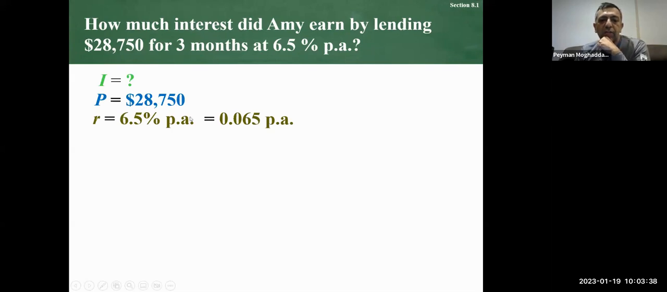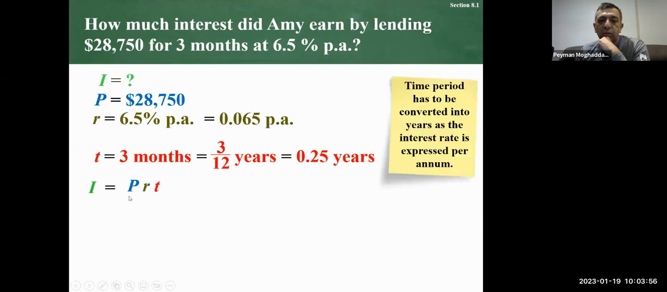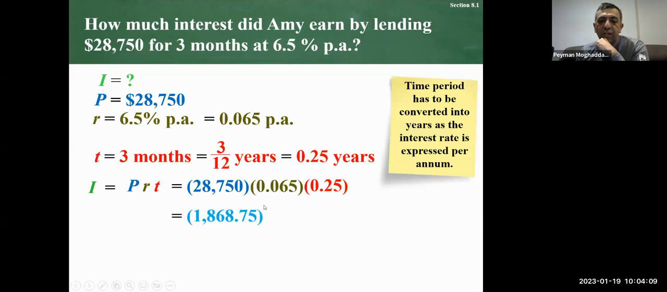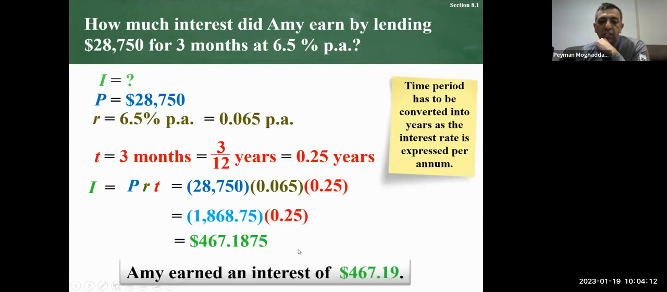Principal is 28,750, and our rate is 6.5%, which, as I said, we have to convert to a percentage, and then 3 months has to be converted to a year, which is going to be 0.25 year. Then use the equation PRT. P is 28,750, R is 0.065, and T is 0.25 years. So the result is going to be 467.19.